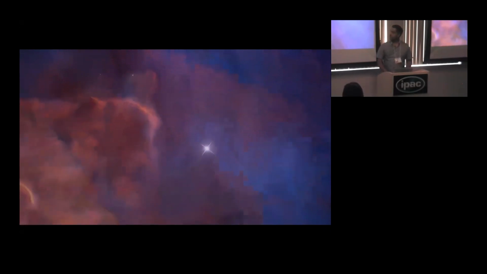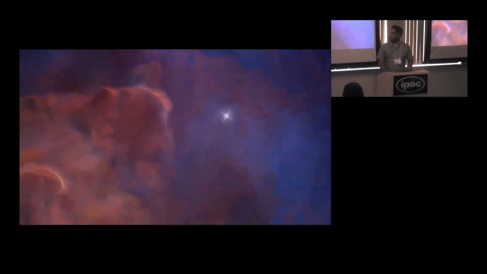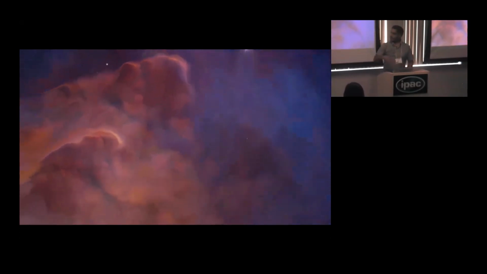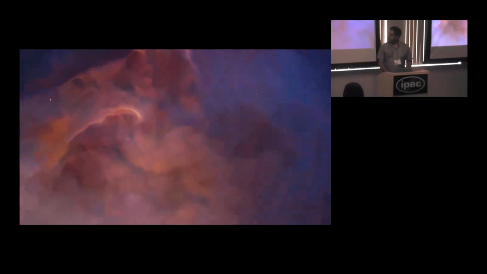Oops, this isn't playing. There we go. This was the final product. One of the sequences that we put together as you travel down the ionization ridges and then down across the center of the image.